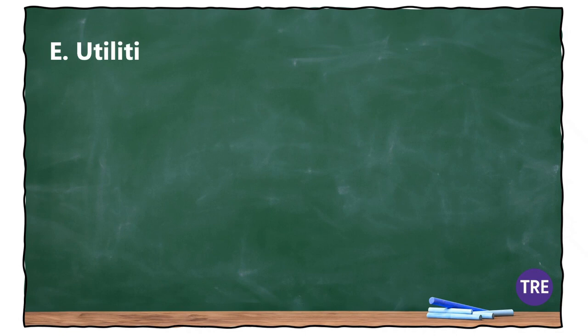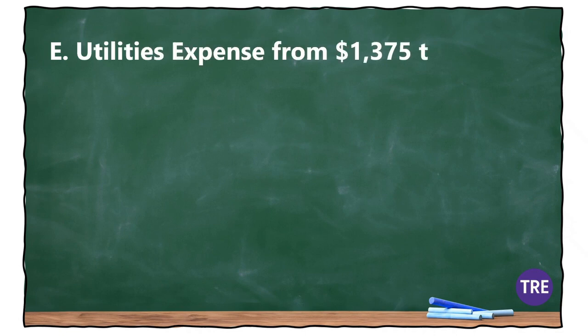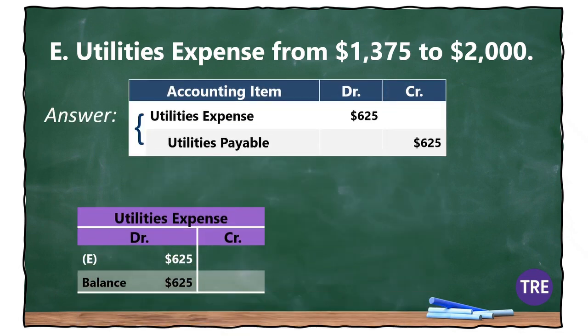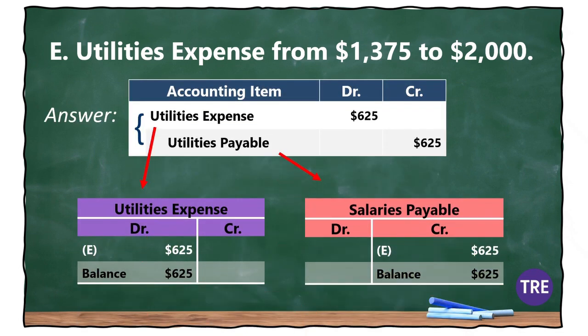Here's adjustment E. Utilities expense increased from $1,375 to $2,000. So we need to add $625 of utilities cost. The journal entry is to debit utilities expense for $625 and credit utilities payable for $625.